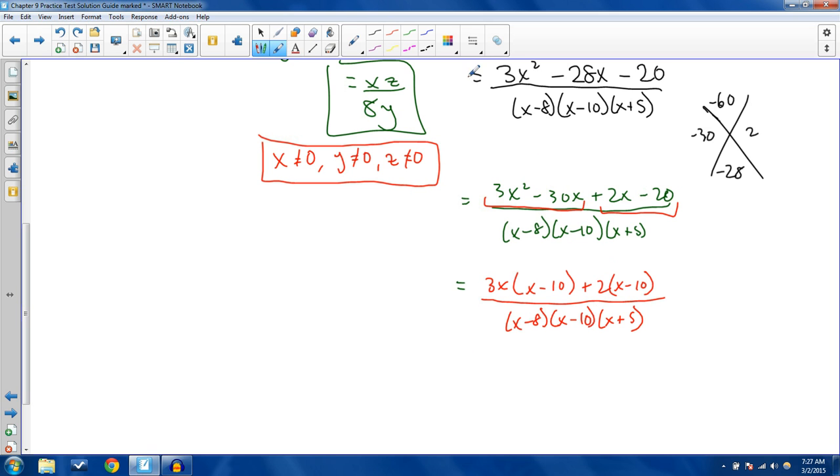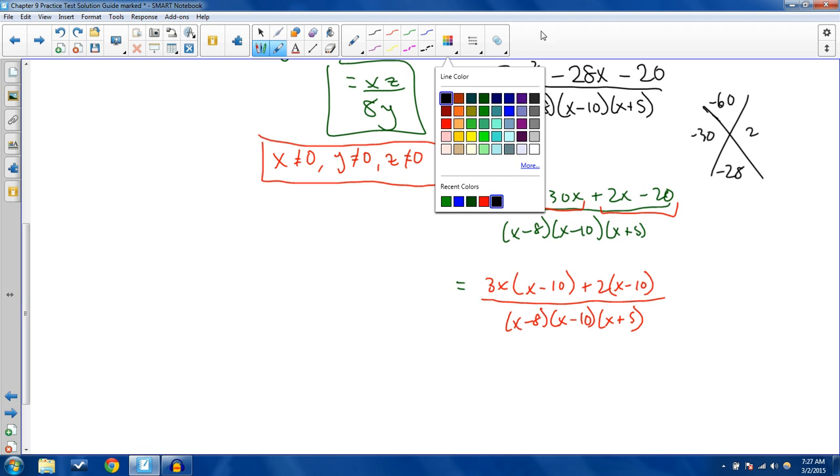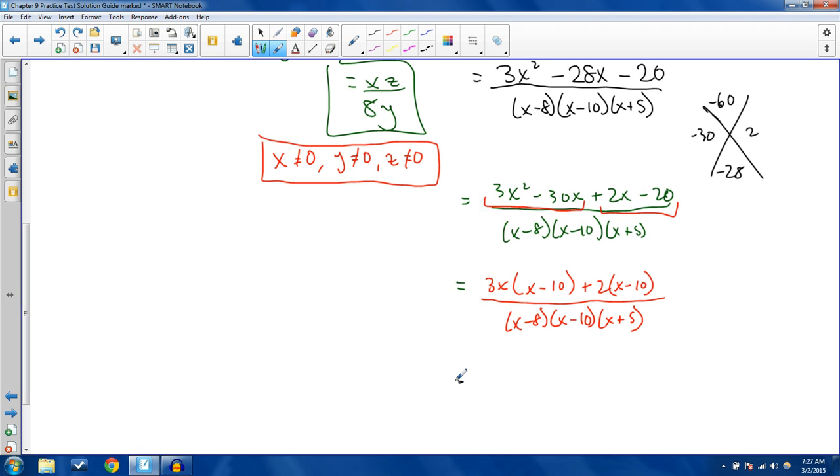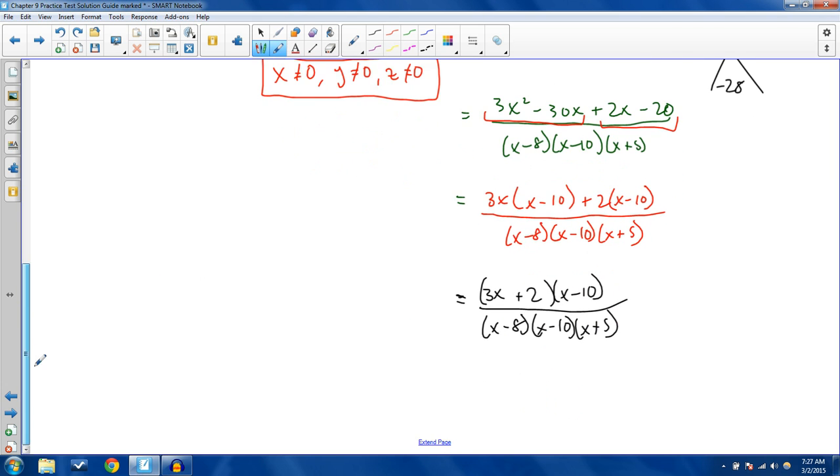So this becomes 3x. If you pull out the x minus 10 from both terms, you'll get 3x on one term and plus 2 in the other term. Like that. And here we go. Obviously this was a bigger problem. Now, you've written it in factored form. You get to say, hey, does anything cancel on top and bottom? Oh yeah, x minus 10, because they're common multiples on top and bottom.